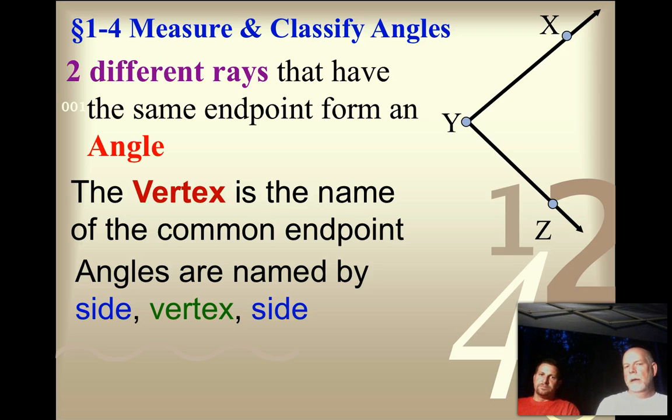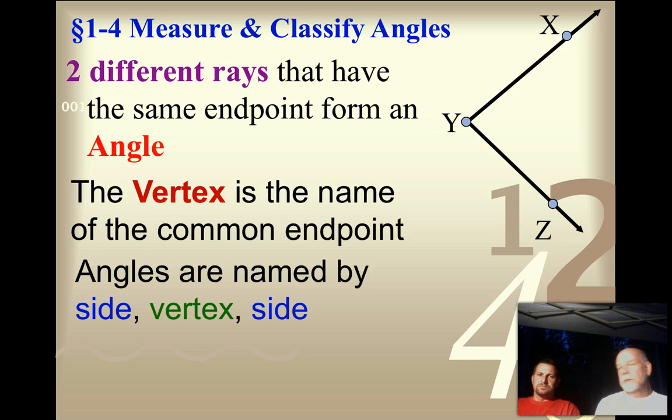When you talk about the plural of that, it's not vertexes, it's vertices. So when we talk about more than one, like in an octagon, the vertices of the octagon. That common point is called the vertex, and the two rays are the sides of the angle.